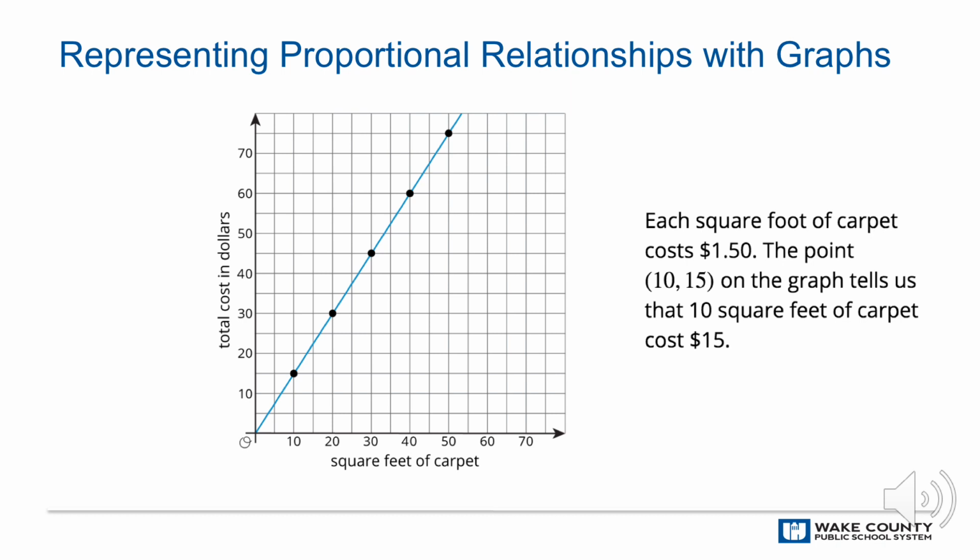Notice that the points on the graph are arranged in a straight line. If you buy 0 square feet of carpet, it will cost you $0. Graphs of proportional relationships are always part of straight lines, including the point (0, 0), which is also called the origin.